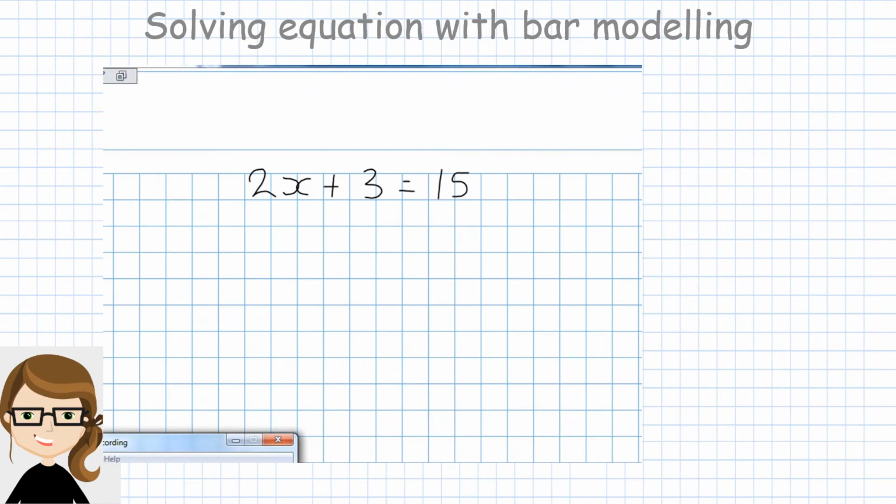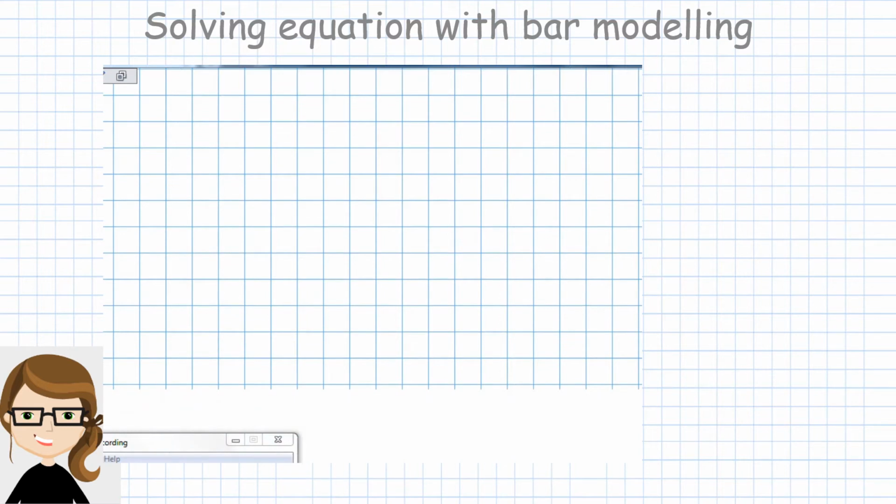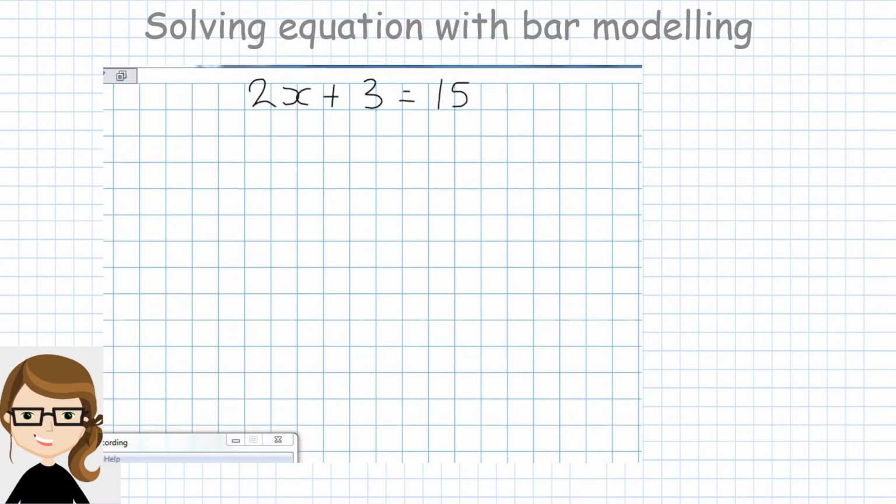So the method I've shown you already with the flowchart is a really good method for working backwards, for thinking of a number questions, but we're going to look at a different method today, which is called the balancing method, and it's the one that you will use when you go to secondary school. We have, as a class, looked at this in around about January time. So we've got the equation 2x plus 3 equals 15, and I'm going to represent this first with a bar model to show you how we solve using the balancing method.